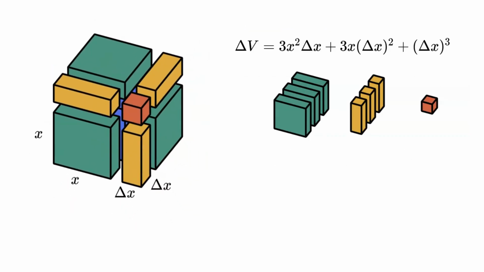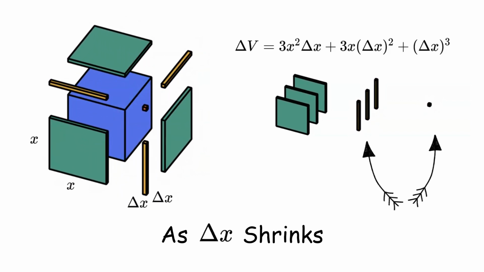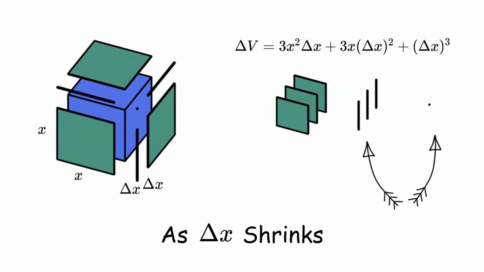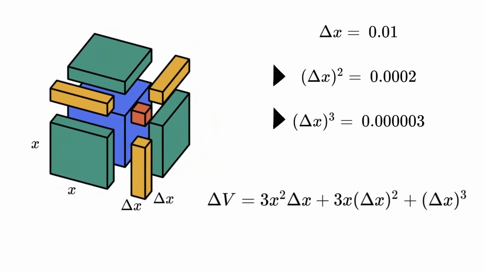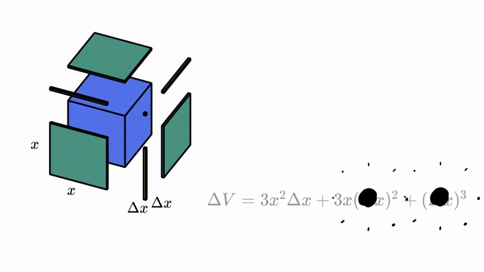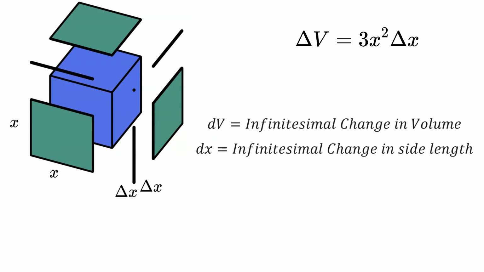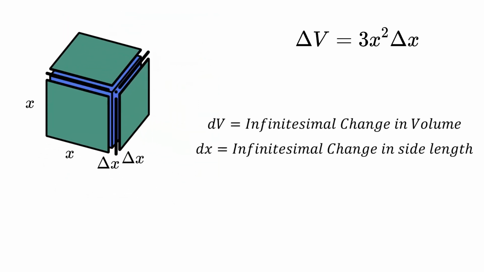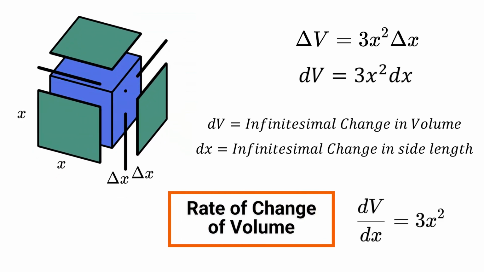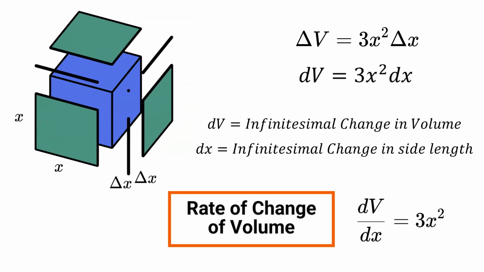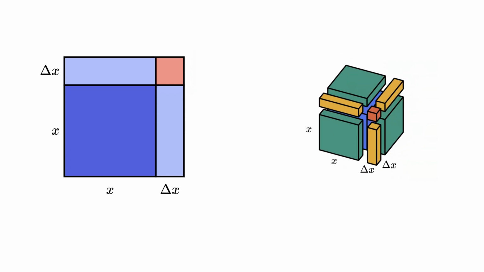Now, as delta x shrinks, the volume of the red and yellow blocks shrinks close to 0. Just like with the square, delta x squared and delta x cubed shrink faster than delta x, leaving the change in volume delta V equals 3x squared delta x. We can consider the infinitesimal changes dV and dx and get the rate of change of volume, dV over dx, equals 3x squared.